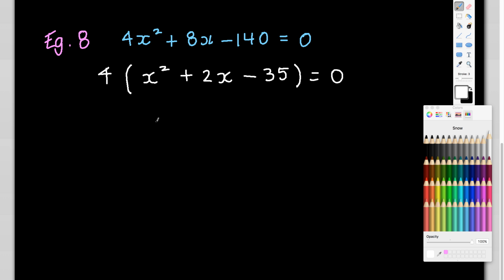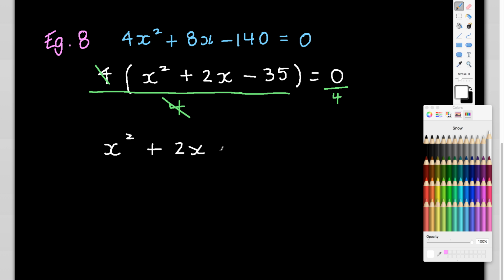Okay, so now that I've done that, if I divide both sides by 4, so the whole thing by 4, you'll notice this will cancel out, and this is just going to be equal to 0. So what I'm left with is what's in that bracket there being equal to 0. It's a little bit of null factor law as well in a way, because obviously the 4 is not equal to 0. So what's in this bracket has to be equal to 0 for this whole expression to be equal to 0.